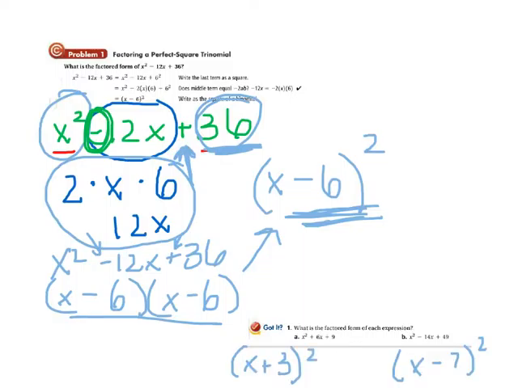Alright, for got it 1a, you should have gotten the quantity of x plus 3 squared, and for b, the quantity of x minus 7 squared. If you didn't, go ahead and pause the video and go back and investigate, recheck your notes, and rewatch how I did problem 1.